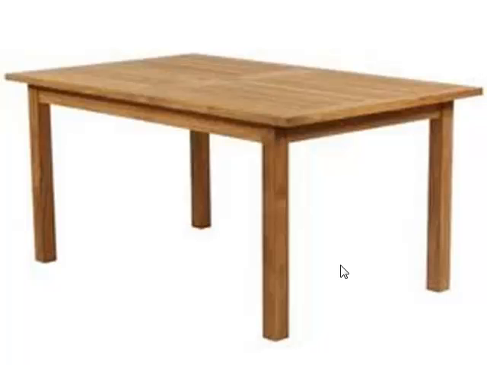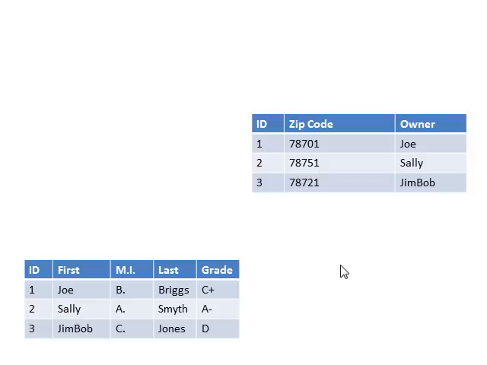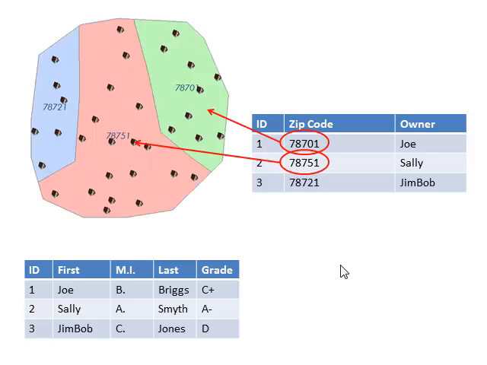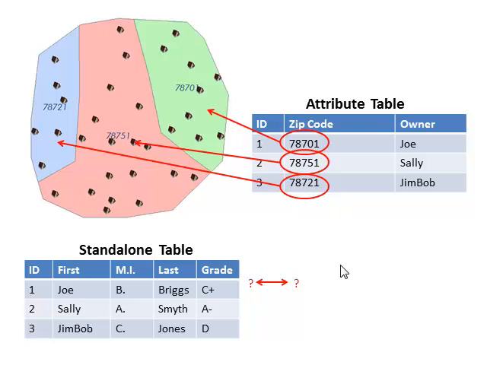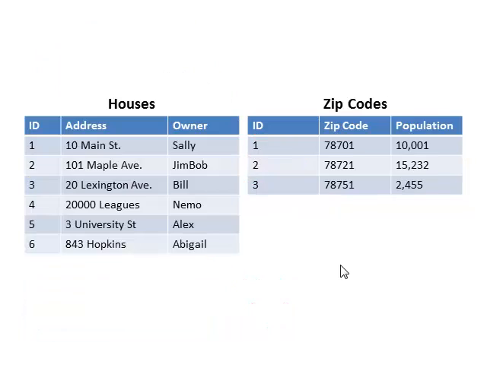In GIS, we store data in tables. No, not those kinds of tables. Tables of information. Tables that are connected to spatial data are called attribute tables. Tables that have no spatial features are called standalone tables. Sometimes we want to join tables of information between two spatial layers, say a layer of houses and a layer of zip codes. Spatial join lets us do that.